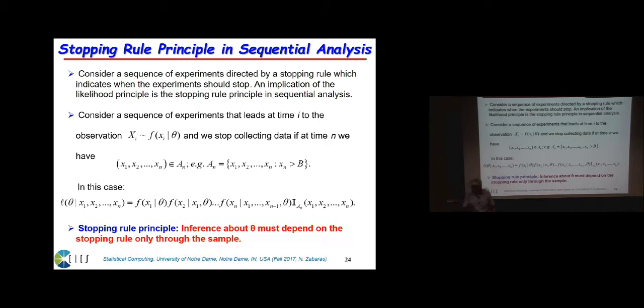I am only going to mention the bottom because we don't really have the luxury to philosophize. So you notice in the previous example that I demonstrated with the coin flipping, we decided when to stop the experiment. In one case, we flip the coin 12 times, in the other we stop when we get 3 tails. So the stopping rule principle says inference about a parameter theta must depend on the stopping rule only through the sample.